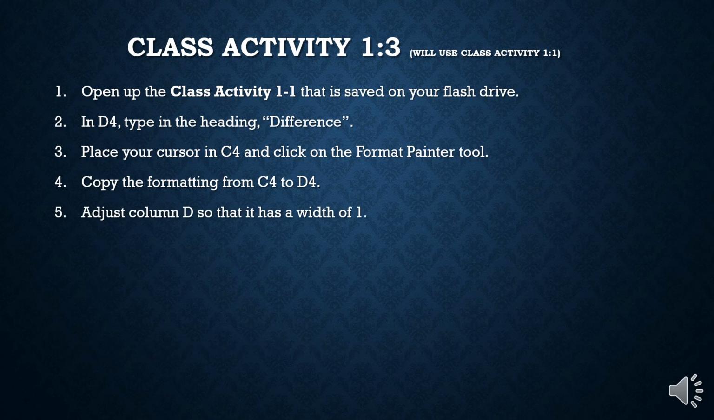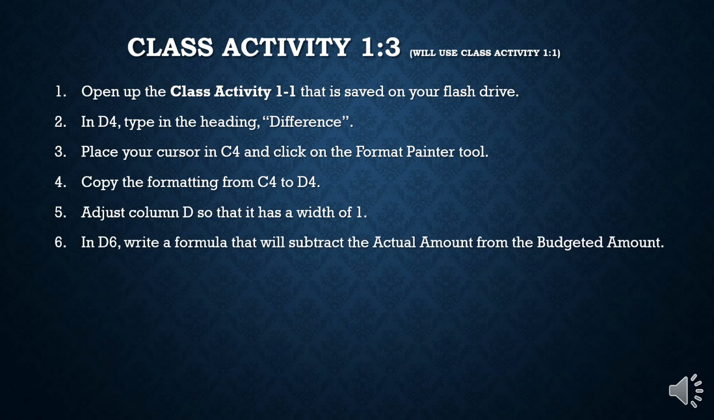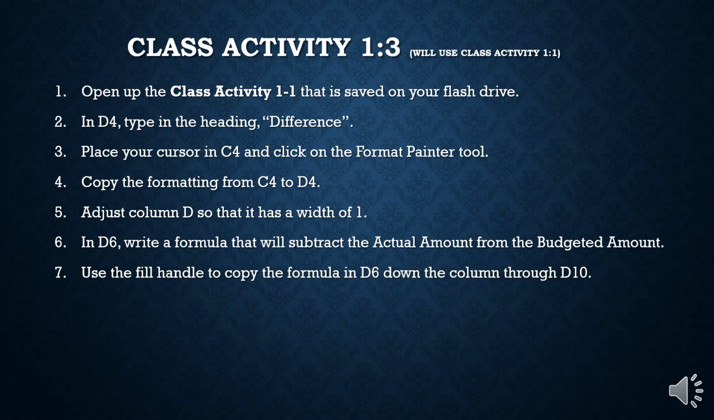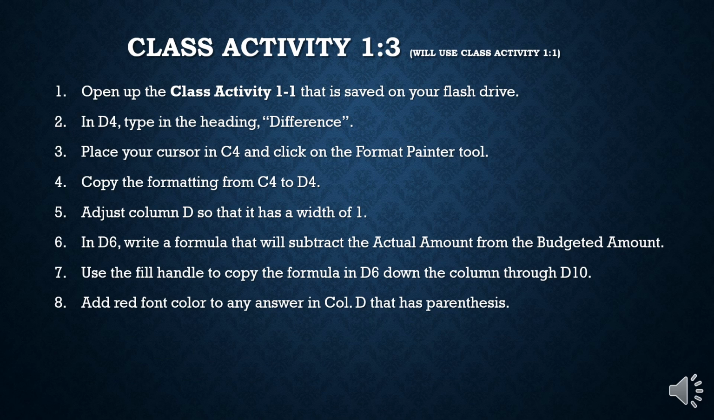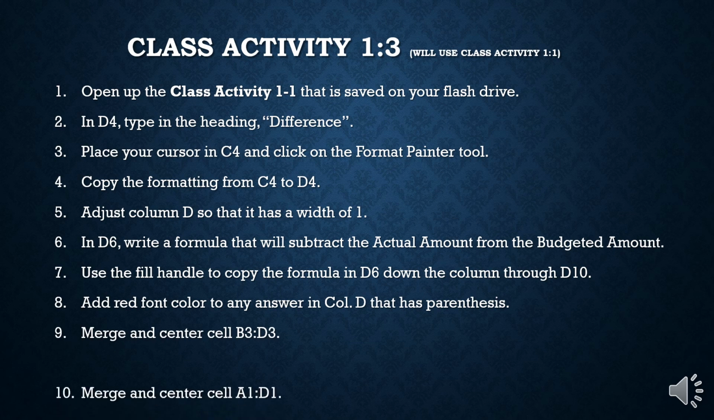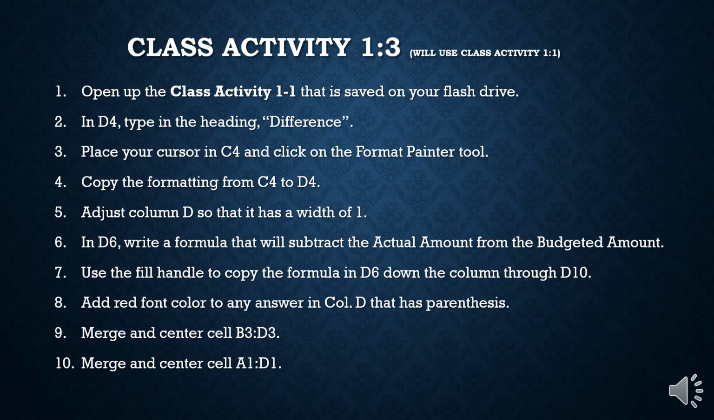Adjust column D so that it has a width of 1. In D6, write a formula that will subtract the actual amount from the budgeted amount. 7. Use the fill handle to copy the formula in D6 down the column through D10. 8. Add red font color to any answer in column D that has parentheses. 9. Merge and center cell B3 through D3. 10. Merge and center cell A1 through D1.